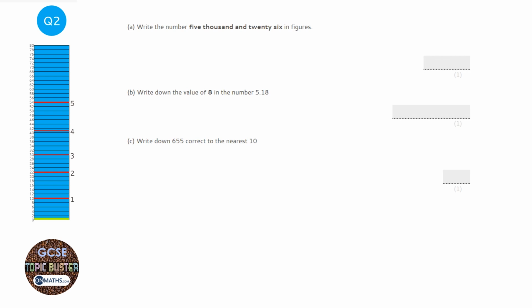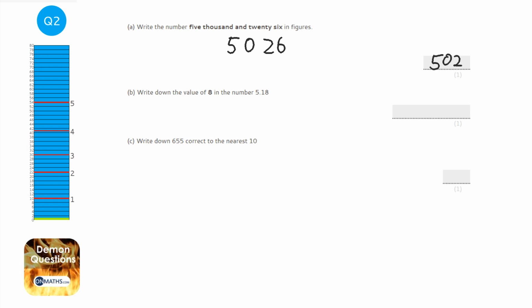When we're asked to write a number in figures, it just means as numbers. So we've got 5,026. We need a 0 there as a placeholder, so you're just going to write 5026.